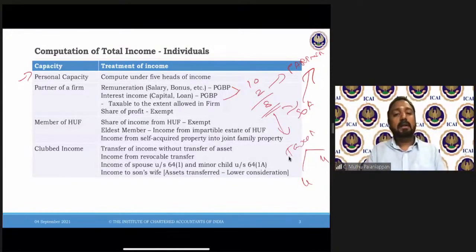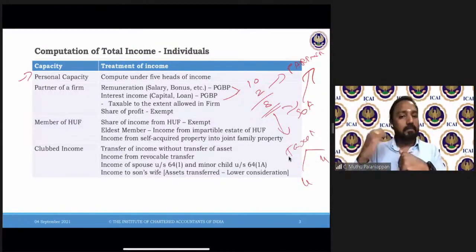And if there is something called an impartible asset, what do you mean by impartible asset? Impartible is nothing but that which could not be partitioned. In that case, if it is held by a particular person and it could not be partitioned, whoever is actually holding on to that, the real owner, or the eldest member, will be directly taxable on that particular income. So that is what we are discussing about member of HUF.